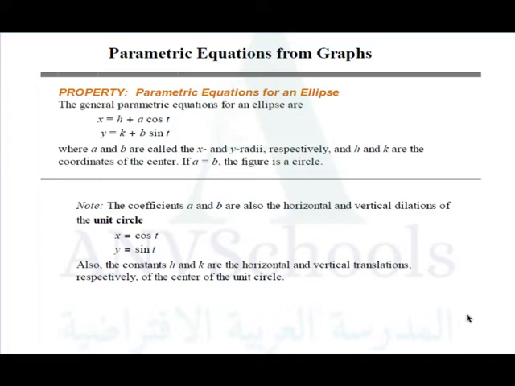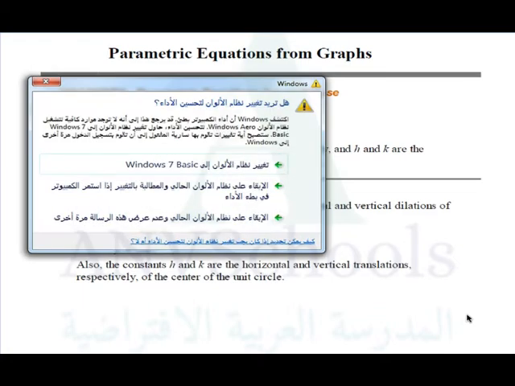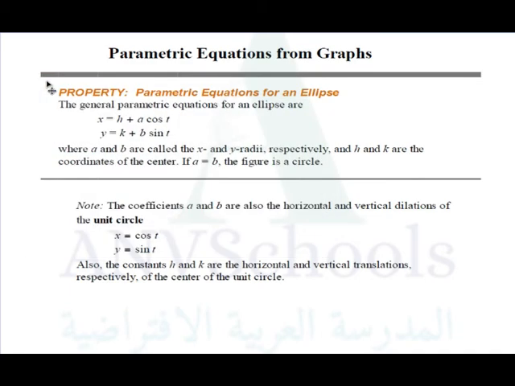Note that the coefficients A and B are also the horizontal and vertical dilations of the unit circle, x is equal to cosine t and y is equal to sine t. So it means that it's the stretch of the y coordinate or the x coordinate. So if x is, for example, 2 cosine t, it was dilated by a factor of 2. Also, the constants h and k are the horizontal and vertical translations of the center of the unit circle.